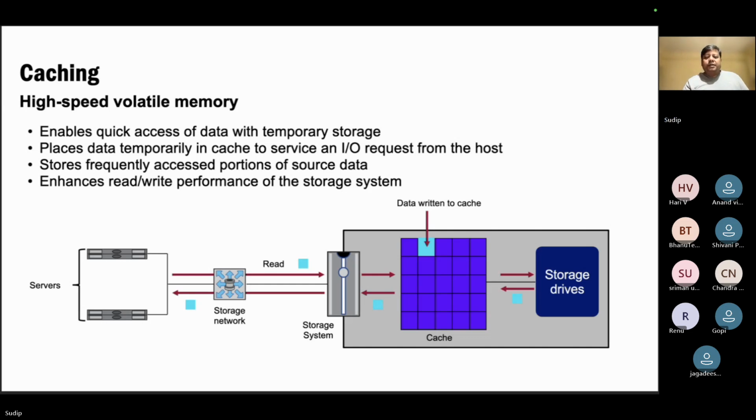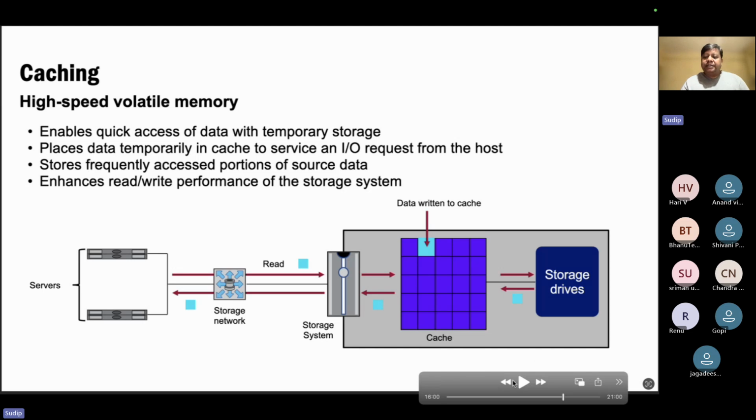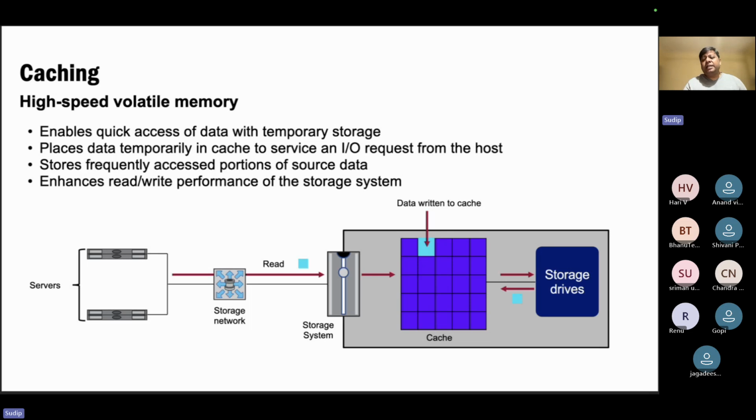There is a small mistake in this animation. That small mistake is this: when you're reading data, the data is not written to cache first. That request first goes to the storage drives, because cache is a temporary and volatile storage. There may be a chance that the data is already there in the cache, but most of the time the data will come from the storage drive.